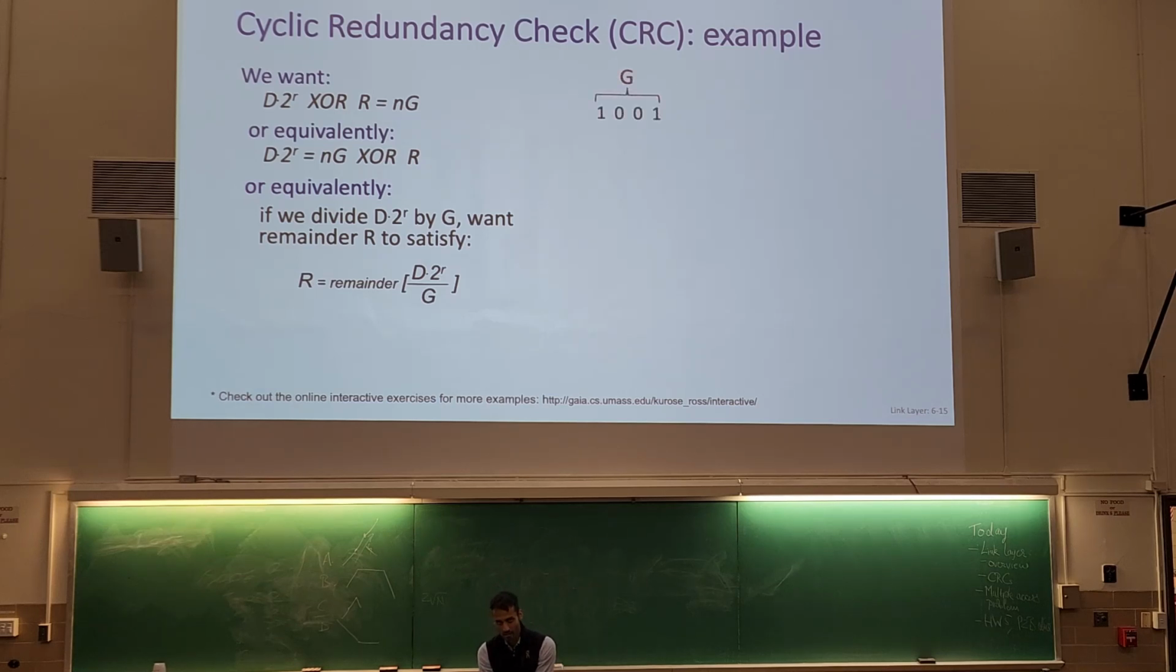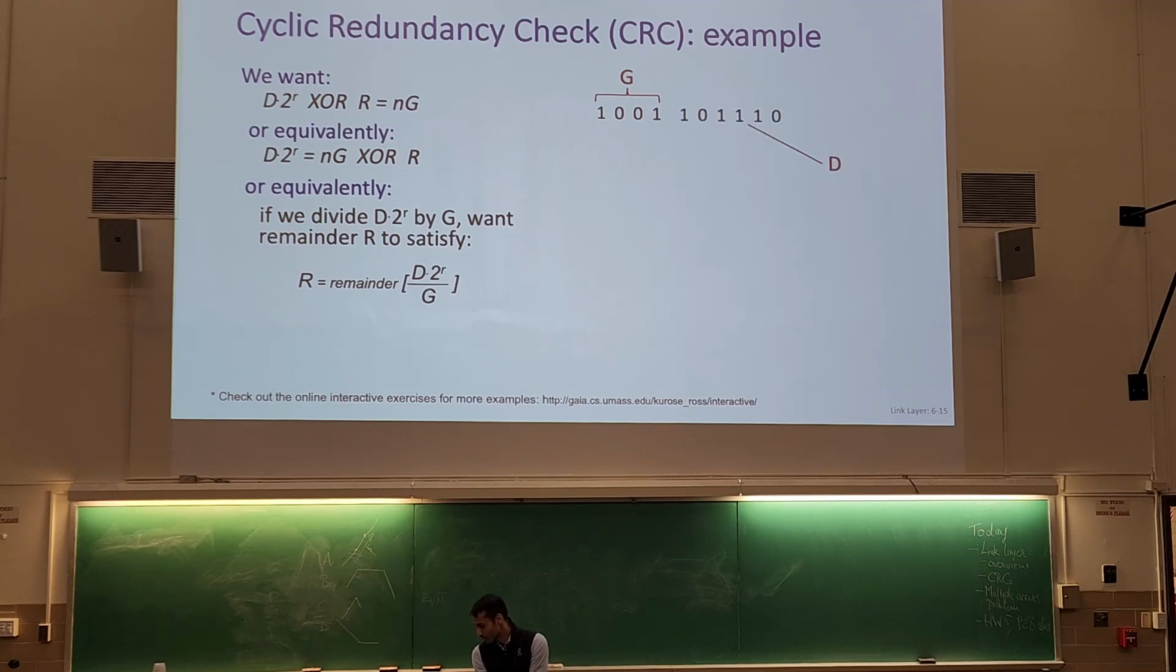Alright, so let's look at a very concrete example so it's very clear how we're doing this arithmetic. Let's say this is your generator G, 1001. It's an R plus 1 bit pattern, a 4-bit pattern, which means it's designed to tolerate burst bit errors of up to length 3. So 1 bit error, 2 continuous bits, or 3 continuous bits. It's guaranteed to detect them accurately.